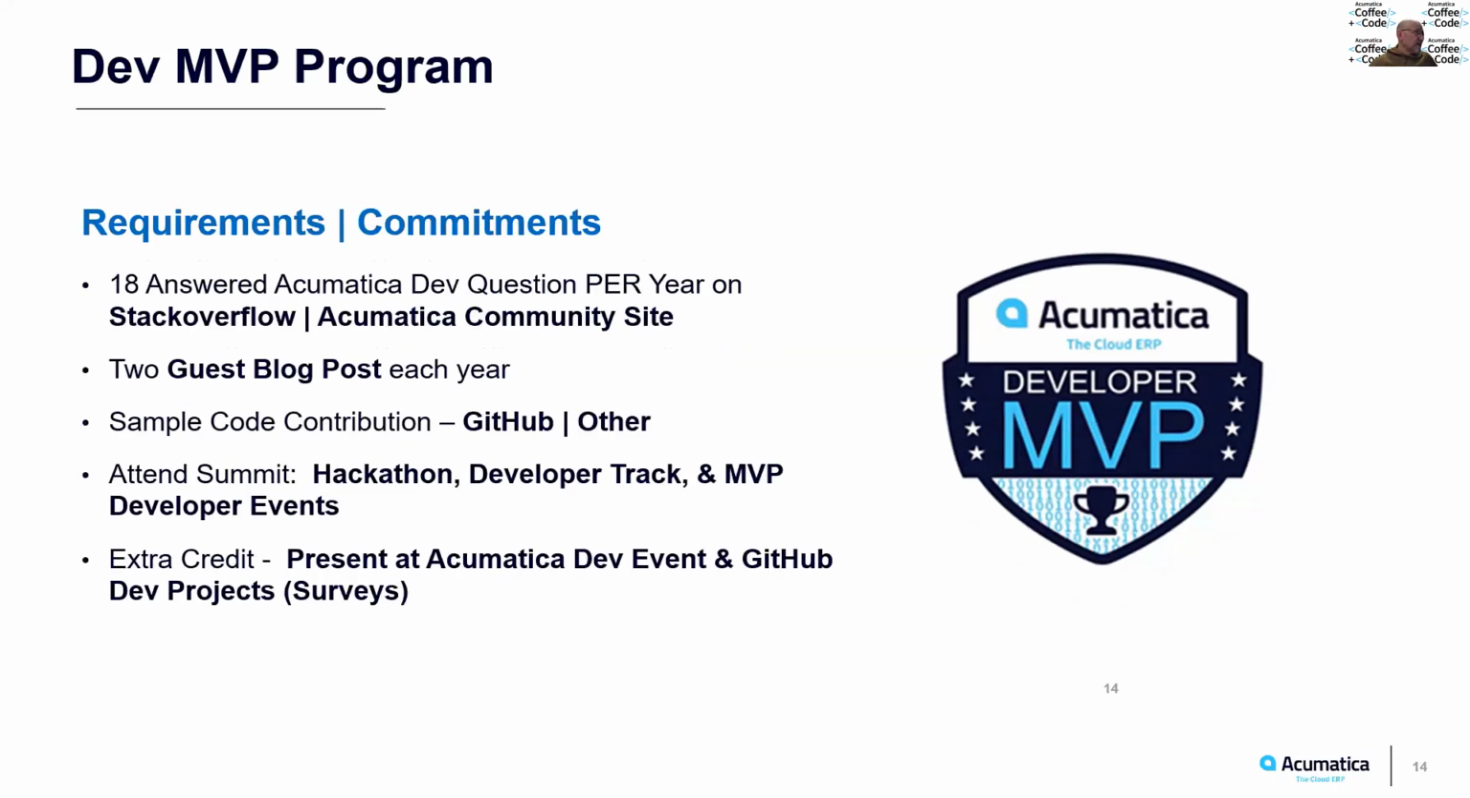I won't go into the other aspects. Now, in terms of commitments or requirements of the program, we're asking people to answer about 1.5 questions a month, either on Stack Overflow or our Acumatica community site, and a couple of blog posts per year. Even if you don't consider yourself a writer, I just ask people to throw me what you have. I act as your editor.